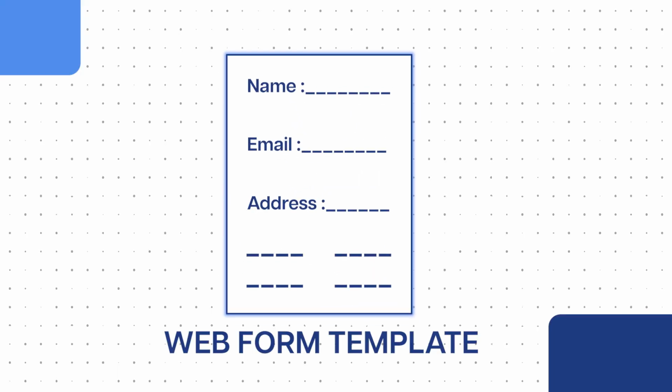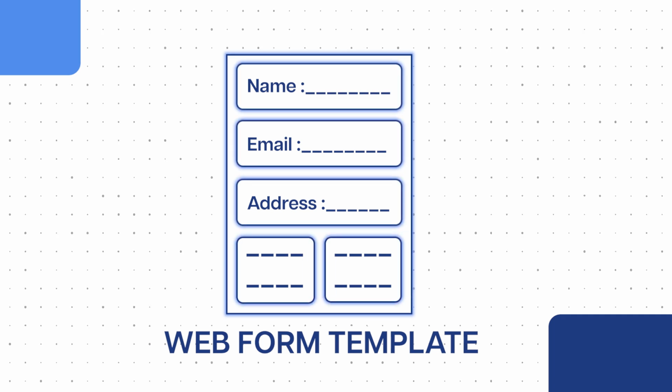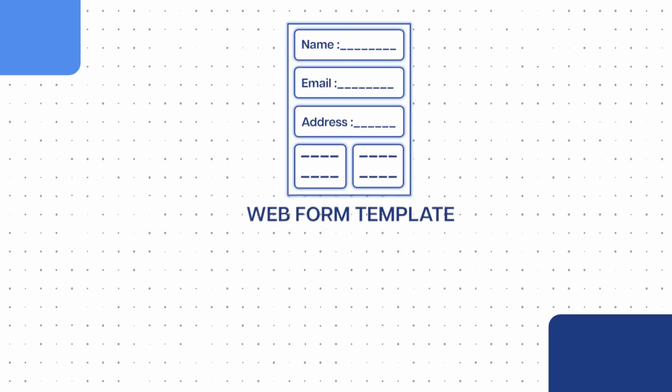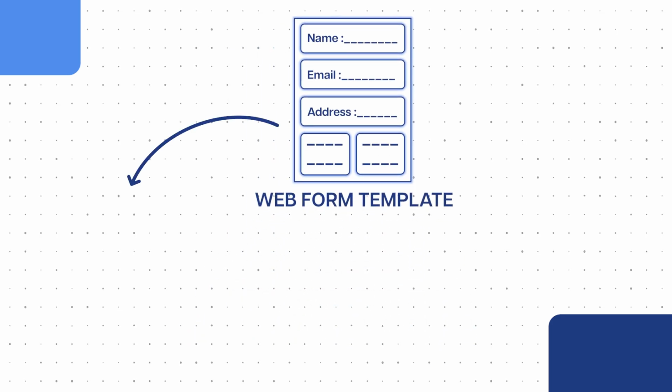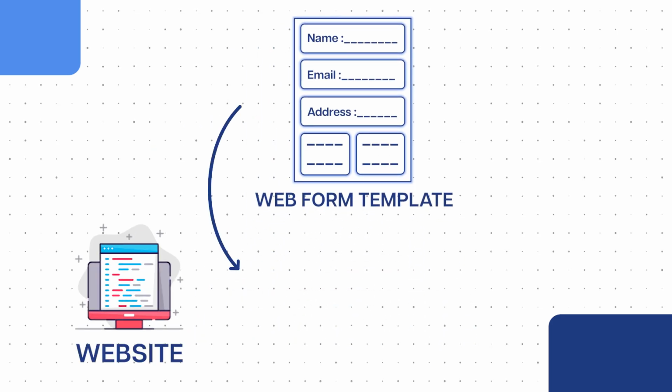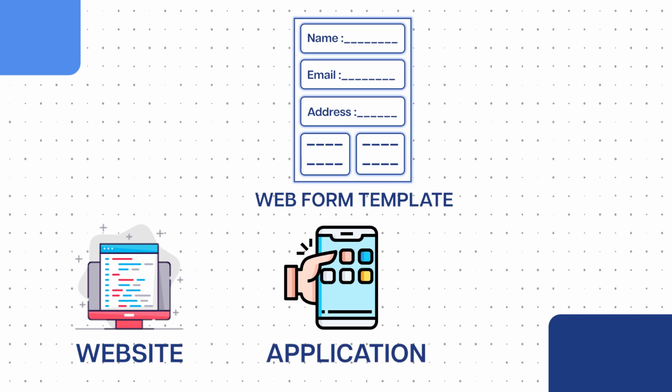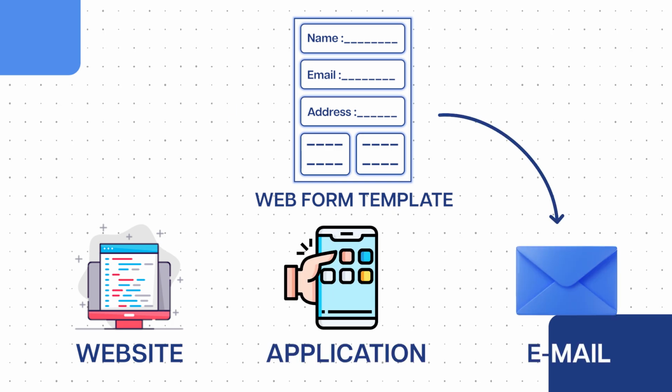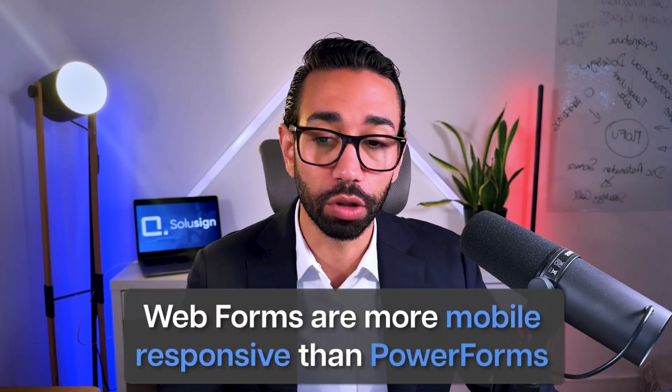With a web form, you're only creating the form with placeholders in your web form template, and then the link to that web form can be embedded on your website, or it can be embedded on your application, or it can also be shared with other users by email. It's just a link. But web forms are much better than power forms because they support much more functionalities. And the biggest one is that they are natively mobile responsive.